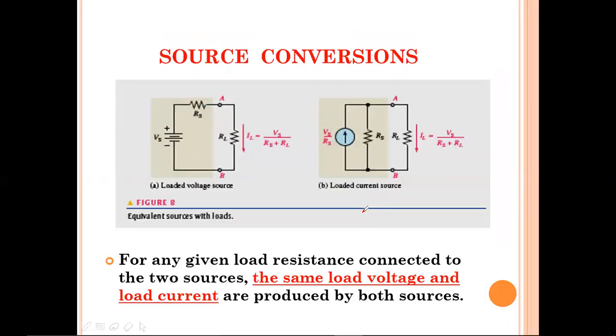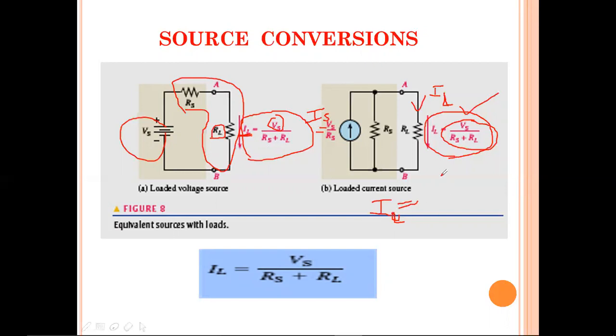So for that, IL is equal to IS, the total current, into the opposite value of resistance, that is RS, by the total value of resistance. That is only the current division rule.